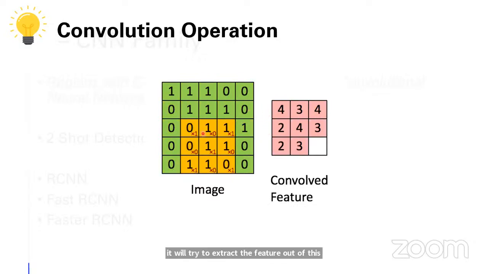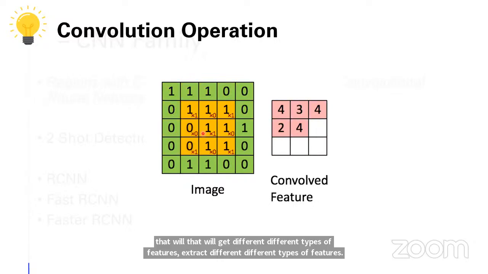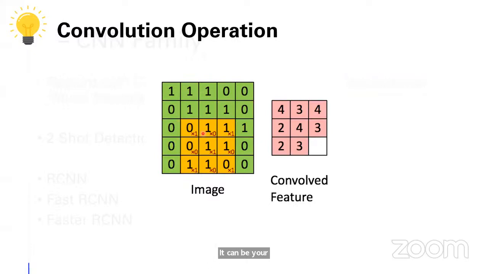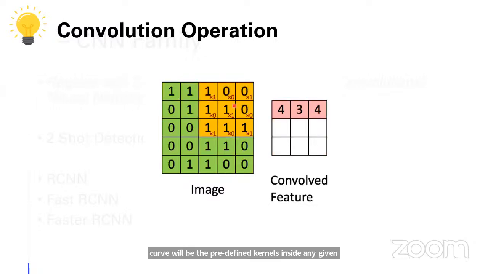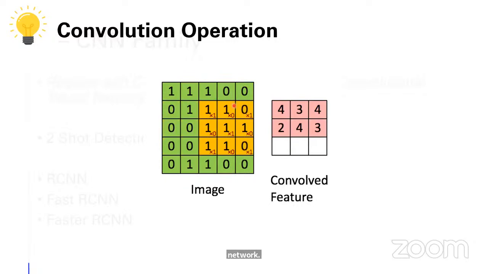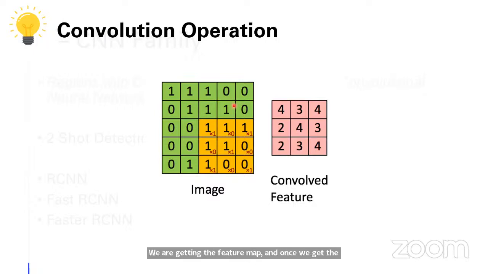Now there will be different kernels that extract different types of features. It can be corners, it can be straight lines, it can be pointy edges. So there will be different predefined kernels inside any given network, right? By doing this, we are doing feature extraction from our original image. We are getting the feature map. And once we get the feature map, again, a feature map is nothing but data, right? Encoded data from the image that contains useful information about that image.